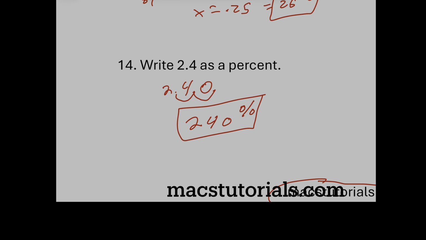Anytime you see a whole number out here to the left of the decimal, that's 100%. So if I saw like a 3, it's going to be a 300 something percent. If I saw an 8, the answer is going to be 800 something percent, whatever the decimal is.